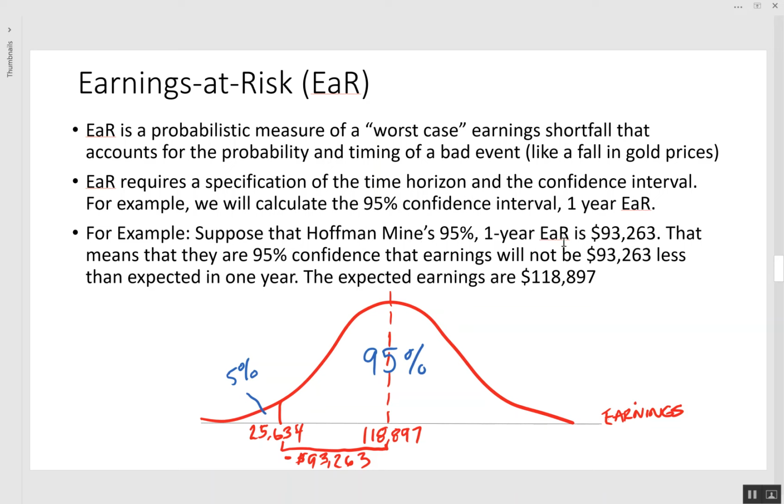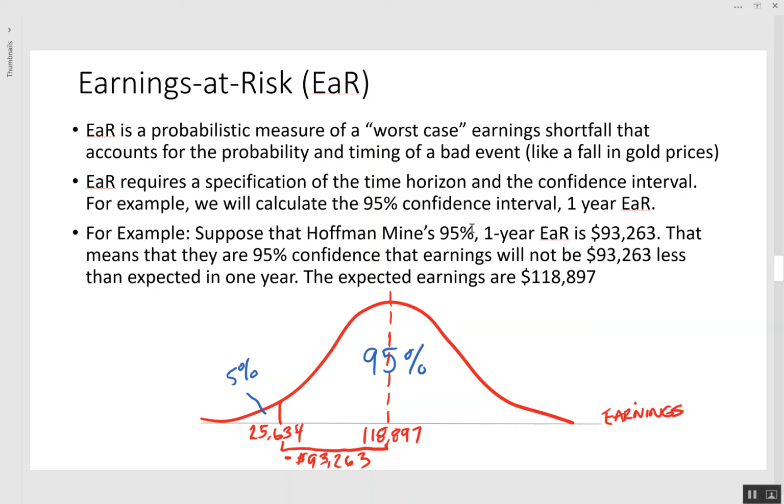If our 1 year 95% EAR is $93,000 and our expected profits on our base case are $118,000, that means that there's a 5% chance that earnings will be $93,000 less than expected. So there's a 5% chance earnings will be $25,000 or less, which is $93,000 less than the expected amount. So the EAR is literally the amount that profits could be less than expected.